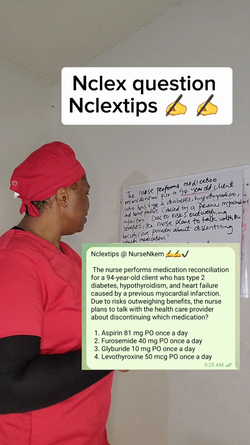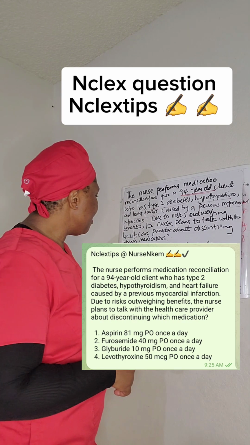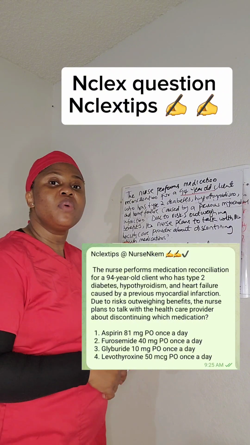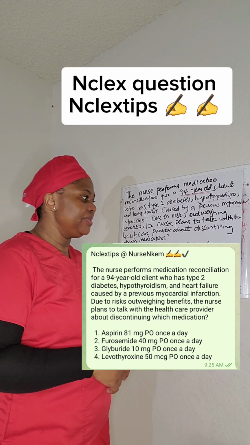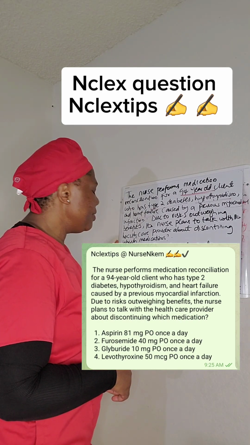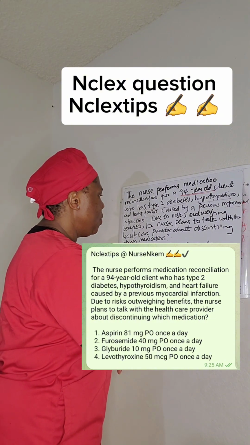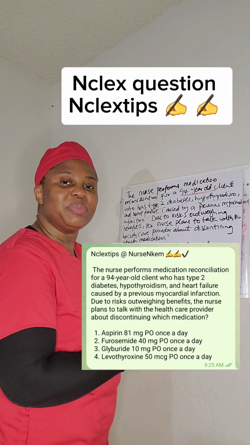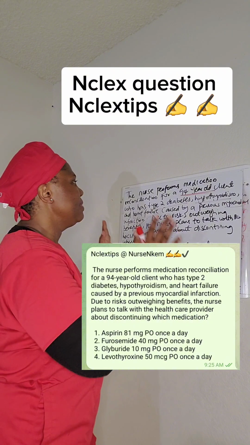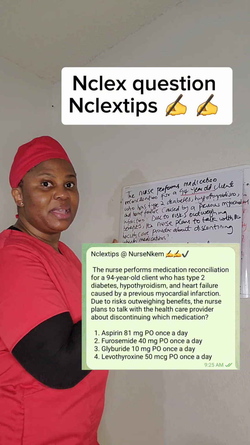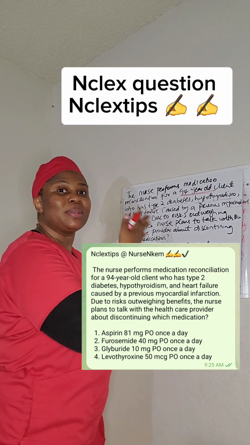So let's go to number 3. Glyburide, 10 milligram. This medication is an anti-diabetic. Number 3 medication is given to a patient who has diabetes, right? So the question is, are you going to discontinue this medication, or will you continue giving this medication to this patient? They did not tell us the glucose level. We are not going there. We don't want to include information which was not asked.